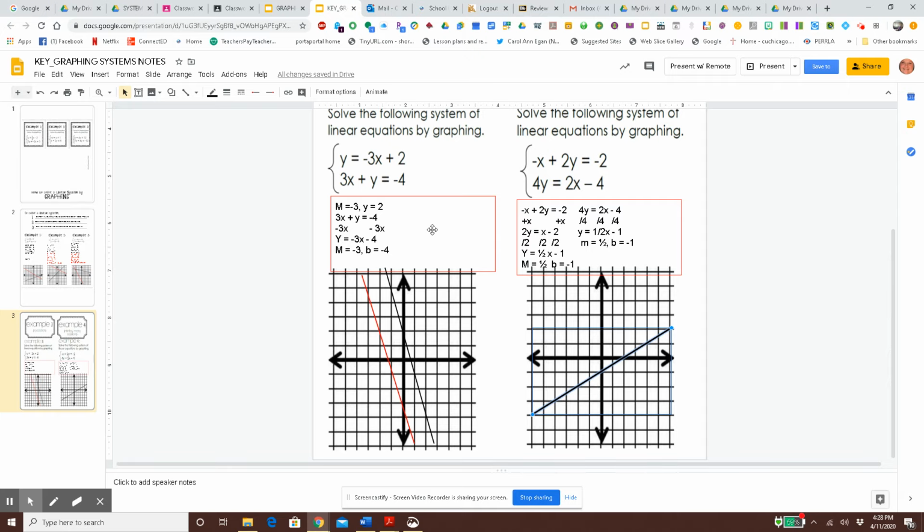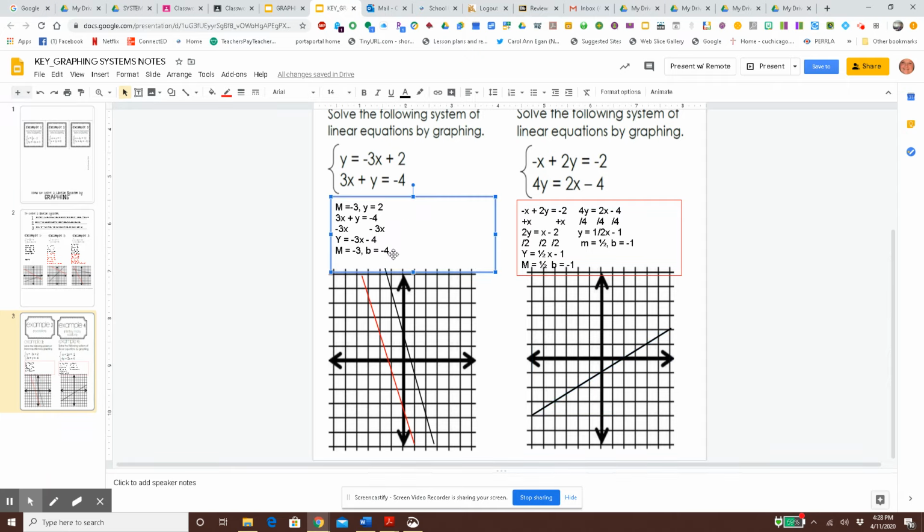So in this instance, they don't cross. So my answer becomes no solution. And I can put a 0 with a line through it. Not going to let me do it on here. Over here, my answer is infinite or all solutions.